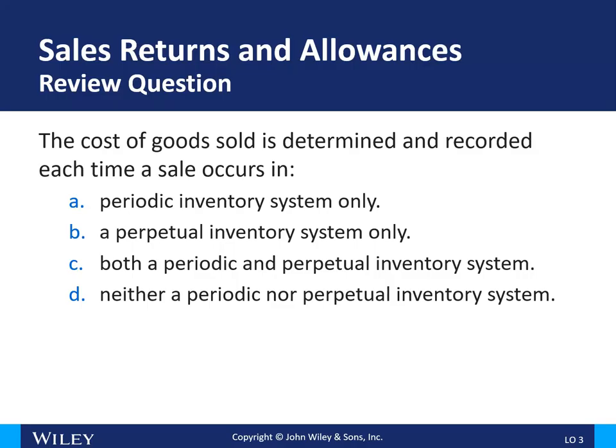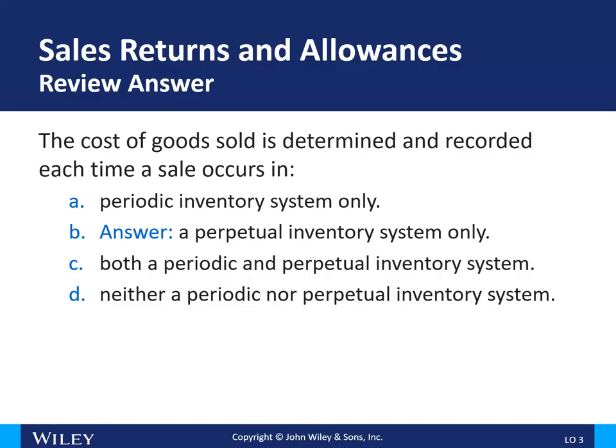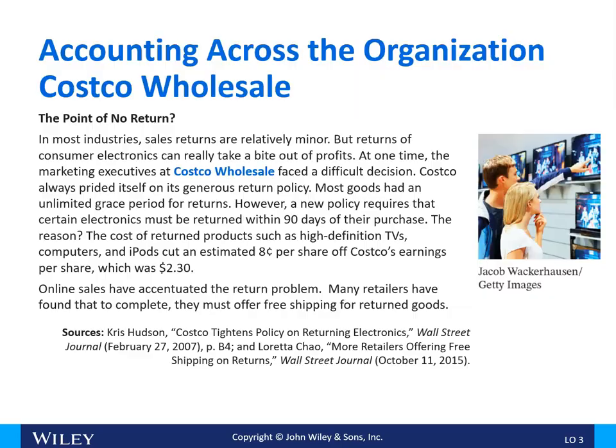Review question. The cost of goods sold is determined and recorded each time a sale occurs in a periodic inventory system only, a perpetual inventory system only, both periodic and perpetual, or neither periodic or perpetual. The answer is B, perpetual inventory system only. So remember, all the examples we have seen are assuming that it's a perpetual inventory system. If it doesn't state in a problem if it's periodic or perpetual, you assume that it's perpetual and you have to do that inventory cost of goods sold transaction as well.